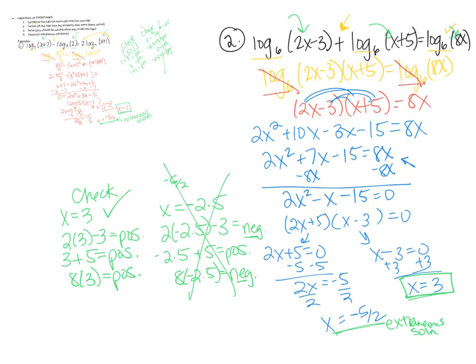So when I'm solving a log function where I have logs on everything, I need to condense both sides first if it can be done. Then I'm going to cancel off the logs, continue to solve, making sure that I check my solutions in the end to make sure I don't have anything extraneous.